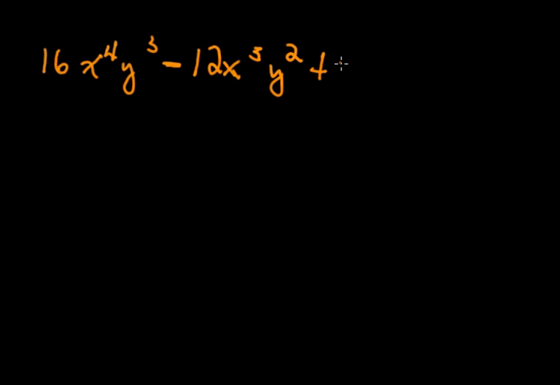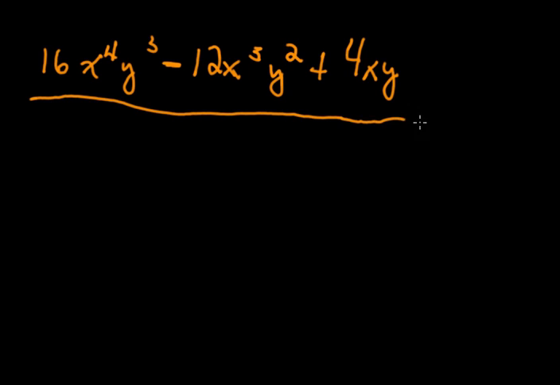So let's show a more extreme example of this in orange. So 16x to the 4th y cubed minus 12x cubed y squared plus 4xy. So I've got that all written down as my numerator.